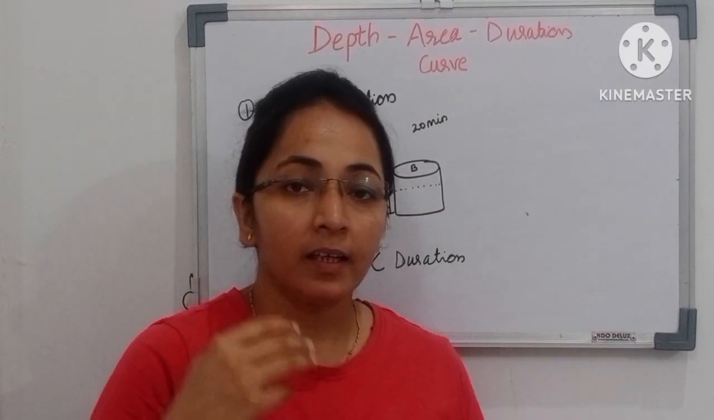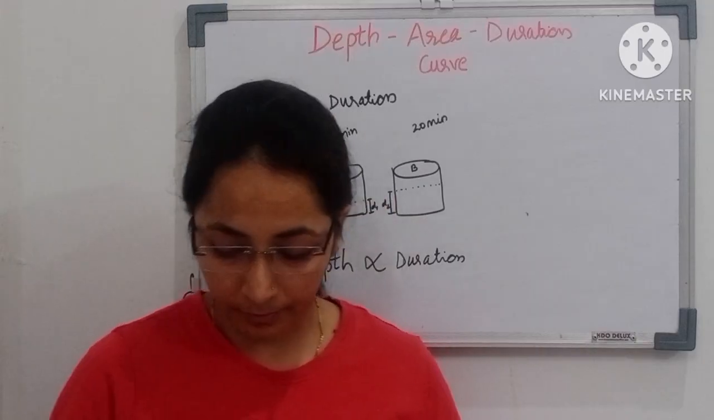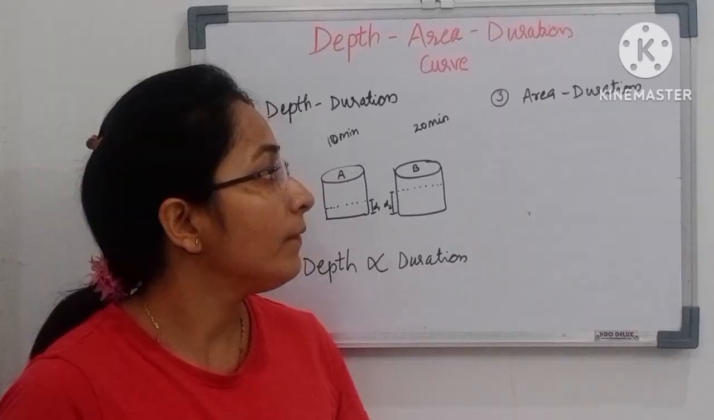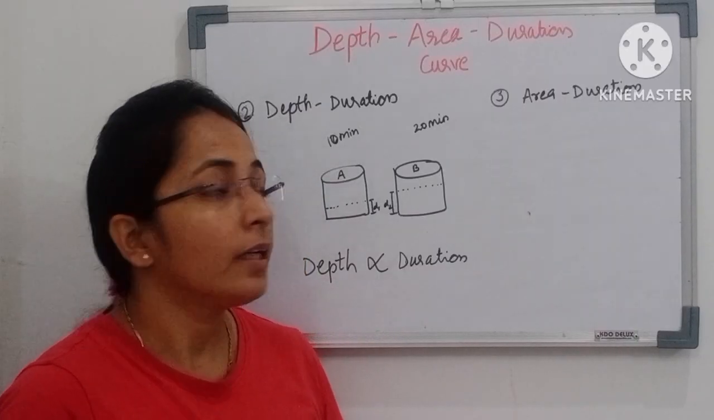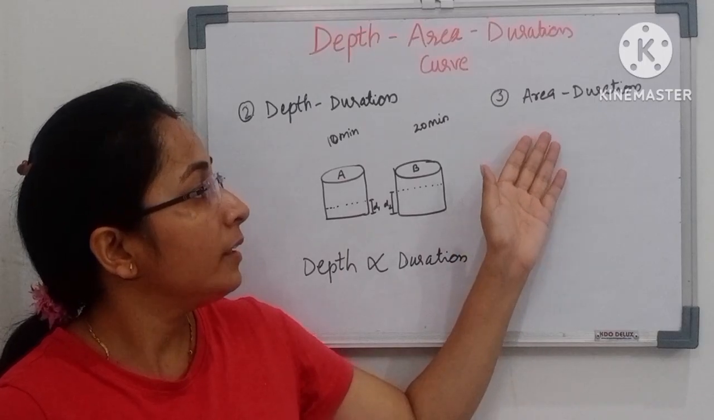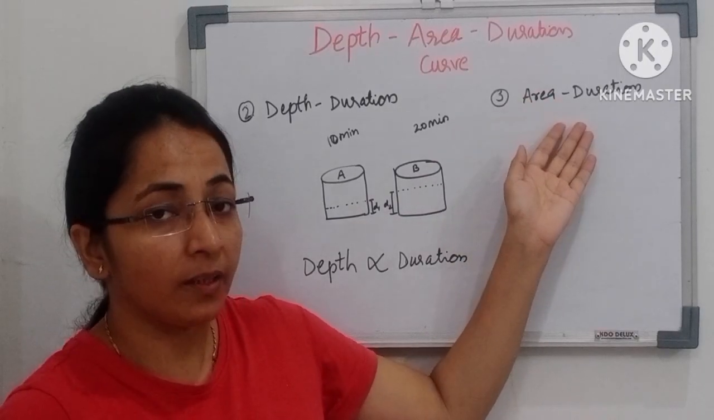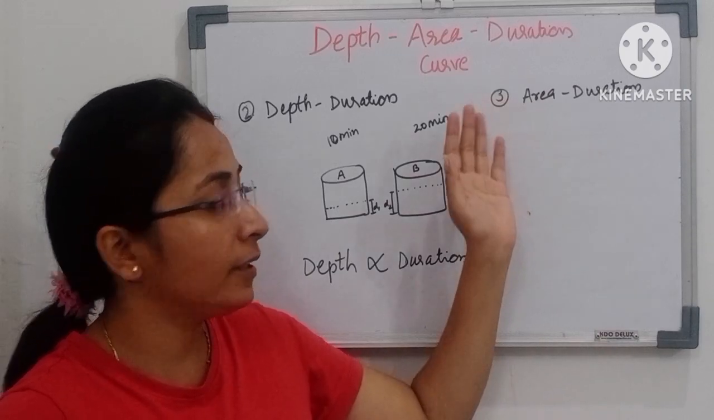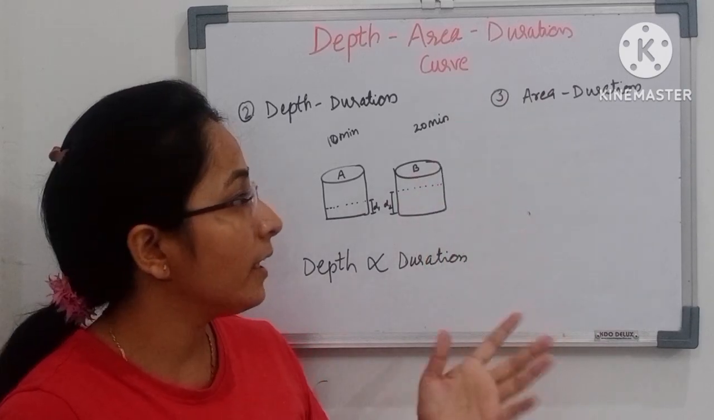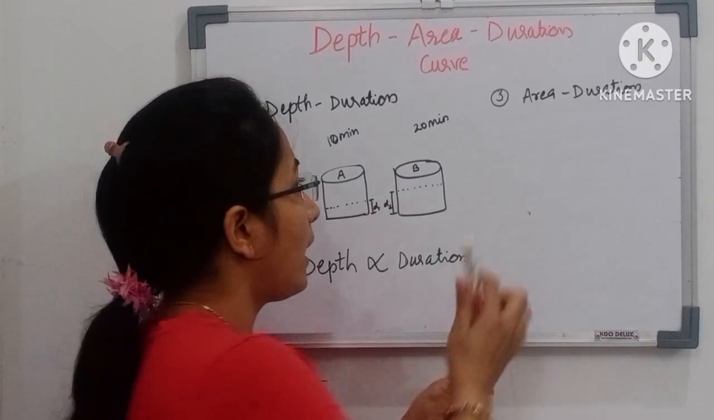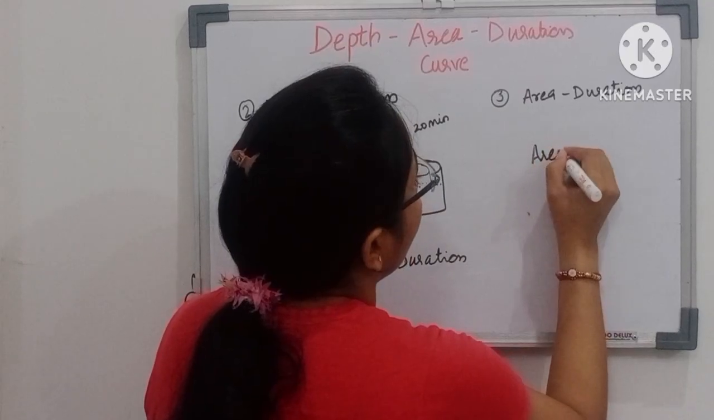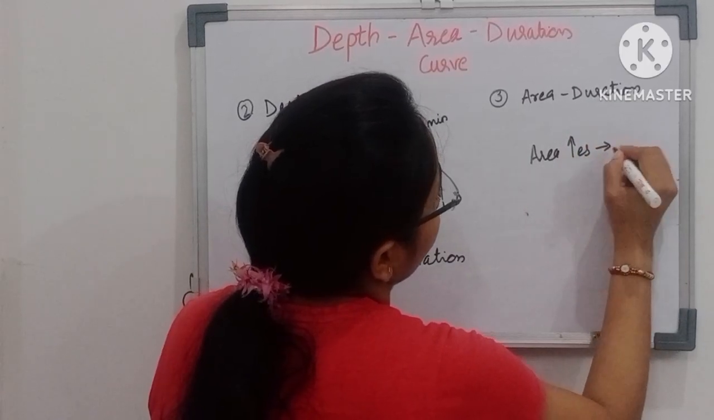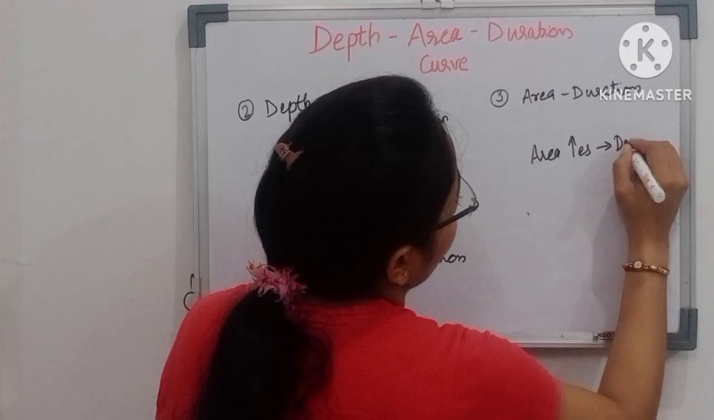Next one is the area and duration relationship. If depth is constant, then area and duration have a proportional relationship, or when the duration of rainfall increases, the area will also increase. So area will increase with duration.